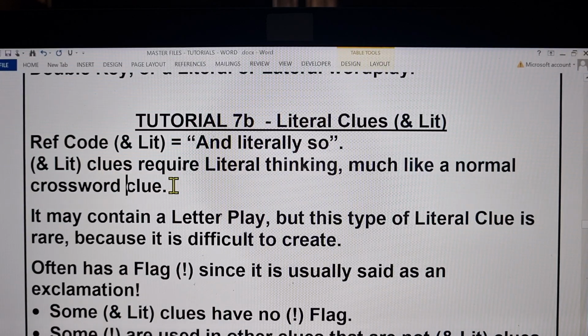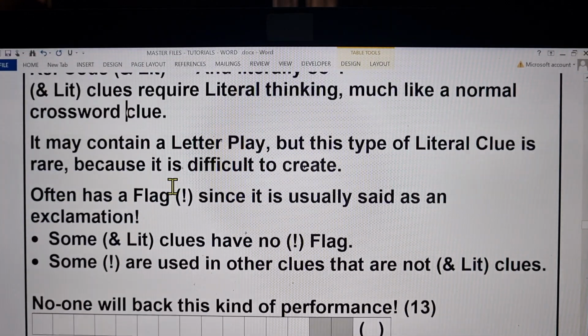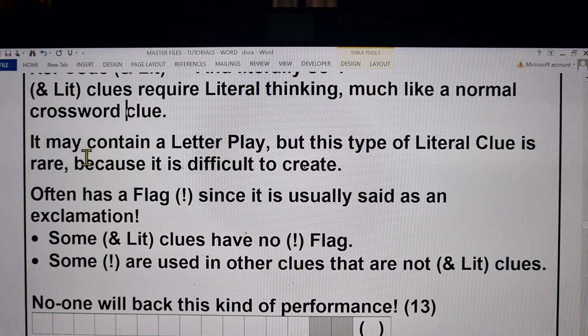This one is like a normal crossword clue. The next one's not quite. Now, it may contain a letter play. Well, that's unusual, but it can. And this type of literal clue is rare because it's difficult to create a literal clue with a word play, with a letter play in there as well.